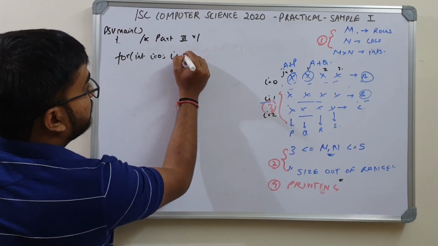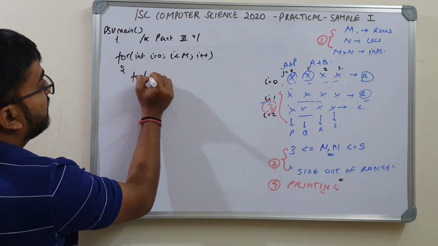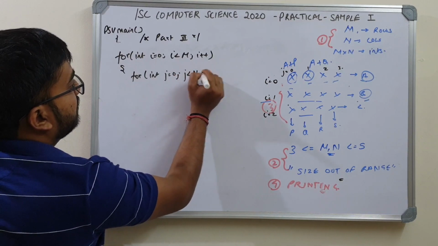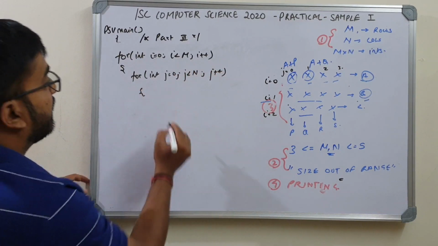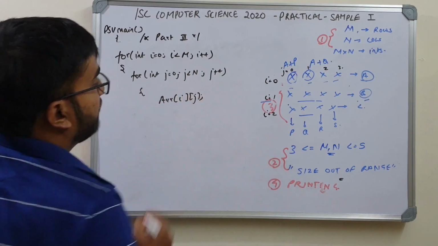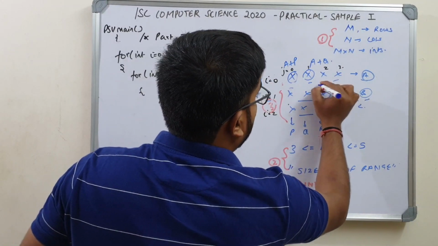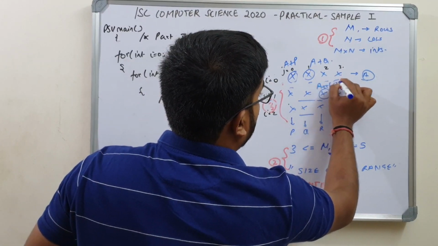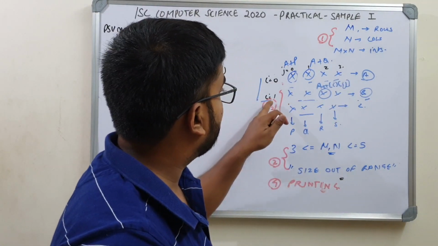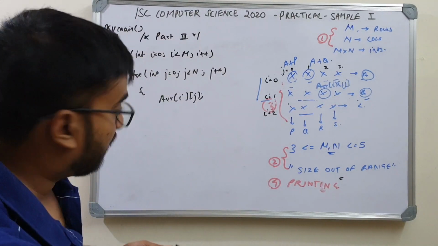For each row, where the number of rows is m, i plus plus, for int j equals 0, j is less than n, j plus plus. So arr of i j is the ith and jth element. For this i and this j, this is arr of ij. Then you have to add the corresponding row sum, which is denoted by i, and column sum, which is denoted by j.